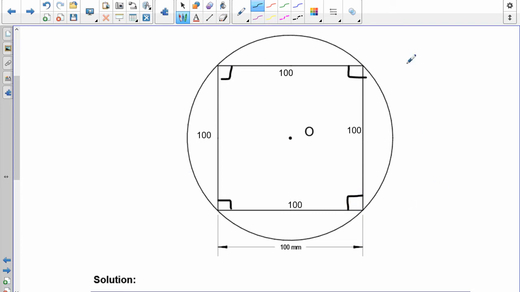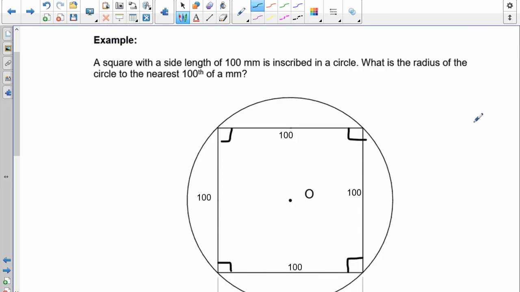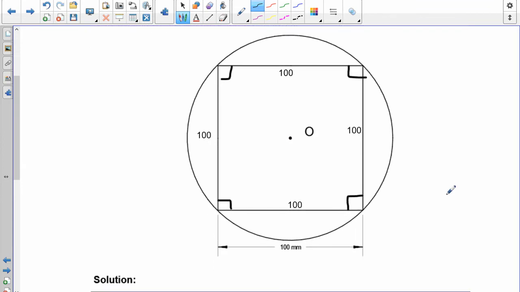Now, that's so far so good. But when we go back to the question, it says, what is the radius of the circle to the nearest 1/100th of a millimeter? So what's the radius? Well, if I start here and I go out to the end here, that's not very helpful because there's no way I can get that distance. That's the radius, but there's no way to calculate it. But what if I were to take this and put it here?